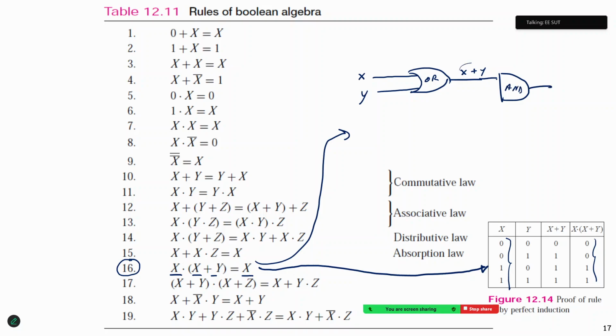This X or Y AND with X. So X comes here again, right? This is a kind of circuit. Okay.